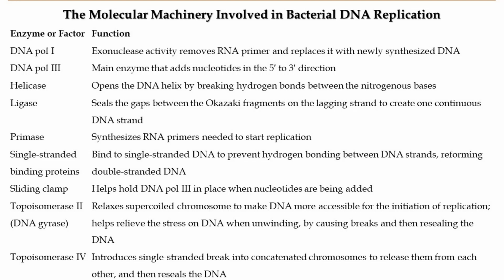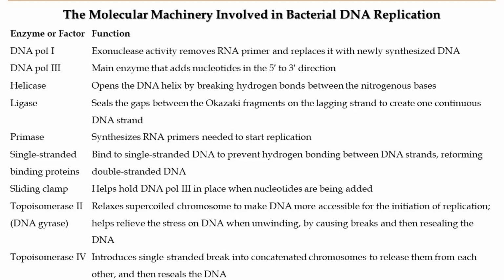Your DNA polymerase 3 is basically the main enzyme which goes on adding nucleotides in the 5' to 3' direction. Then you have your helicase enzyme which opens the DNA helix by breaking the hydrogen bonds. Then you have your ligases which seal the gaps between the Okazaki fragments on your lagging strand to create one entire continuous strand. Primase is an enzyme which synthesizes a small RNA primer which is required for the replication to start. Your primase is nothing but an RNA polymerase as such.